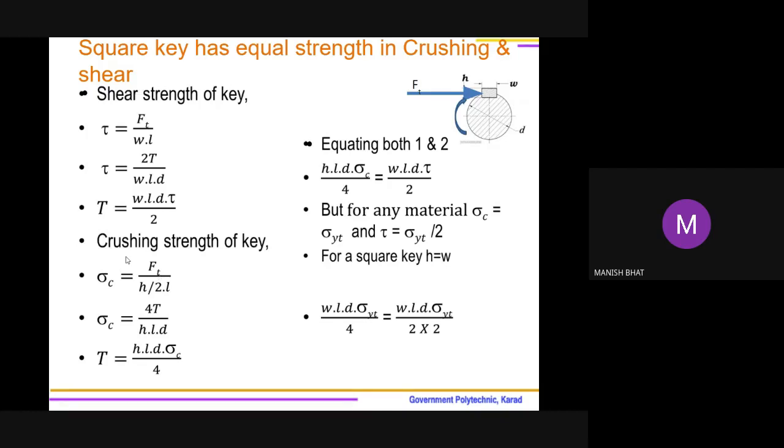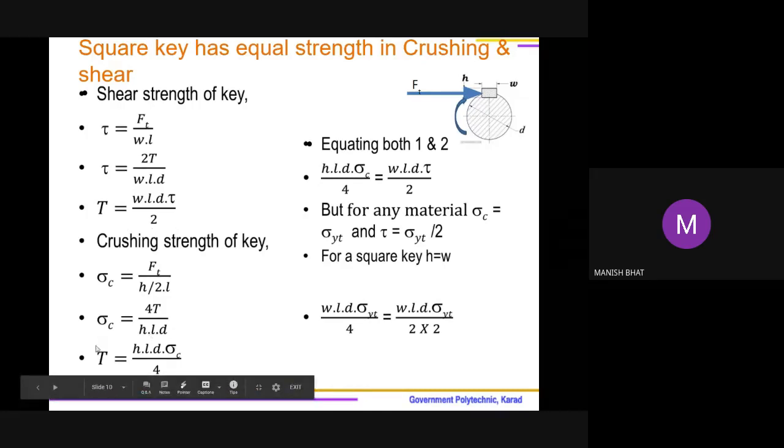Similarly, I will find the crushing strength of a key. Earlier we have seen that the crushing strength is given by sigma c is equal to Ft upon half of the height, h by 2, multiplied by L. And as I rearrange and put Ft as 2T upon D, what do I get? T is equal to HLD sigma c upon 4. So I have these two equations: T is equal to WLD tau upon 2 and T is equal to HLD sigma c upon 4.